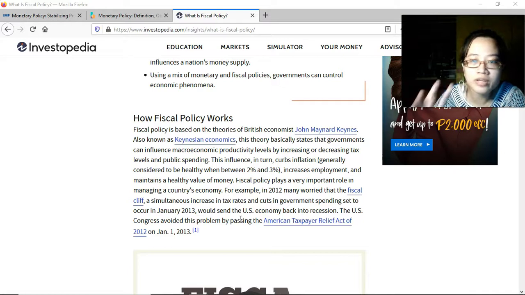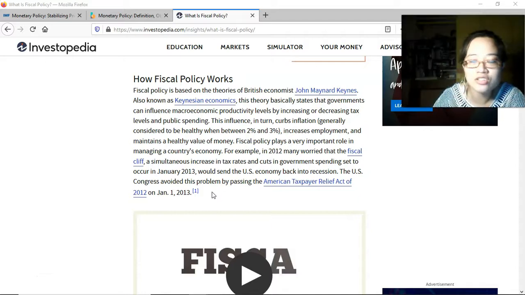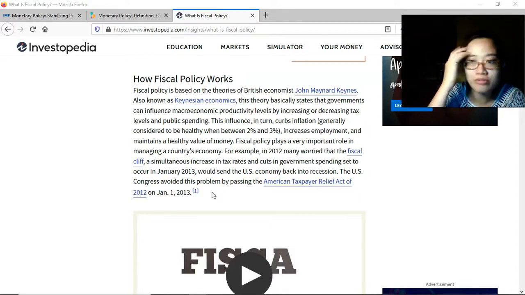Increase in tax rates, so the money goes from the market to the government, and then the government has spending cuts, so it's not going to spend money, so the money would not return to the market. So there's a limited supply of money, so that could induce recession. Okay. The U.S. Congress avoided this problem by passing the American Taxpayer Relief Act of 2012. Okay, so essentially they return the money into the public or into the market by providing taxpayer relief. All right.